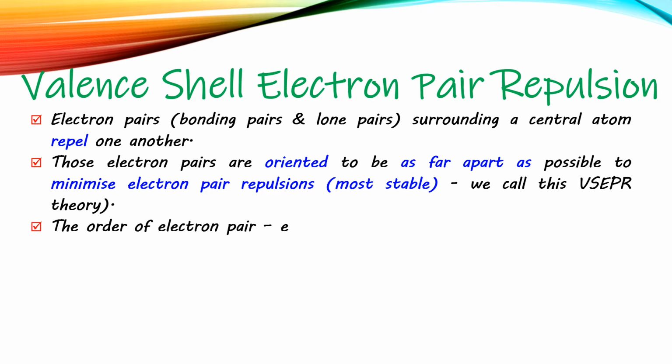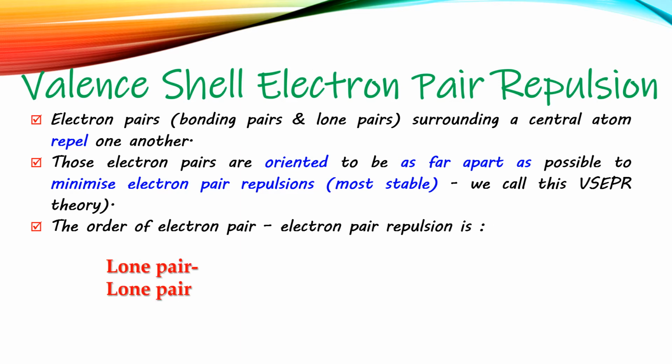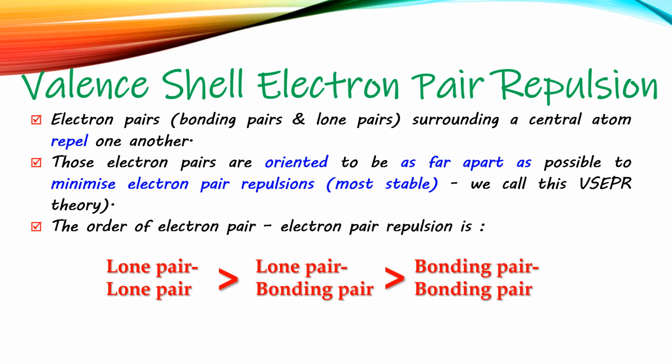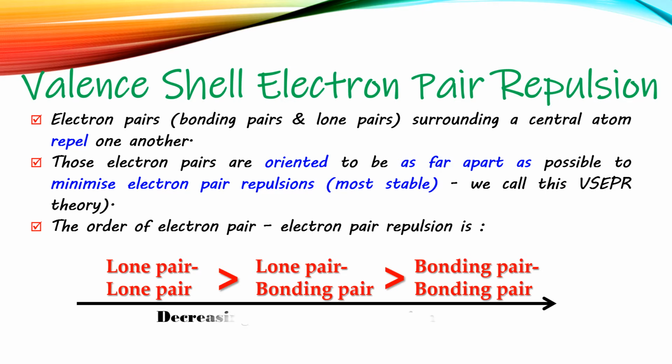The order of electron pair repulsion is: lone pair-lone pair repulsion is stronger than lone pair-bonding pair repulsion, and lone pair-bonding pair repulsion is stronger than bonding pair-bonding pair repulsion. So in order, you can see in the slideshow the order of decreasing strength of repulsion.